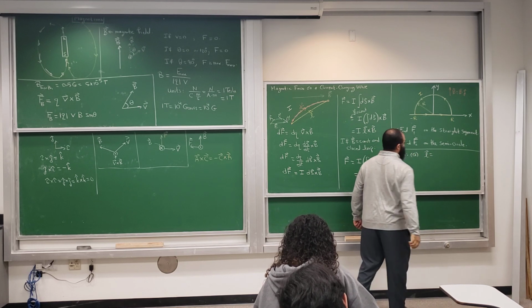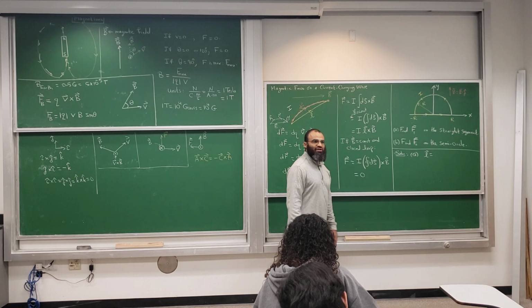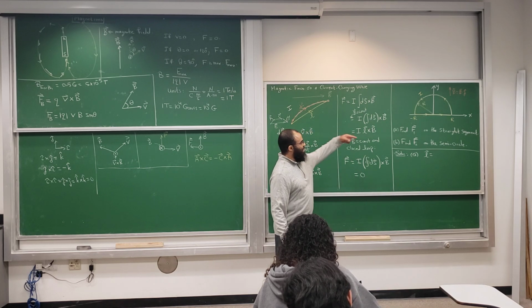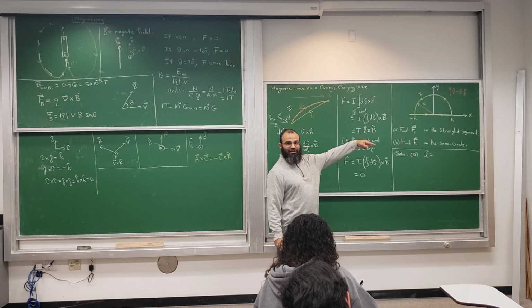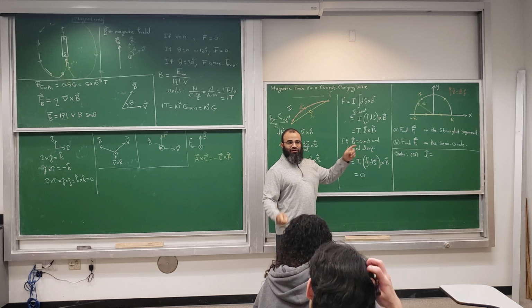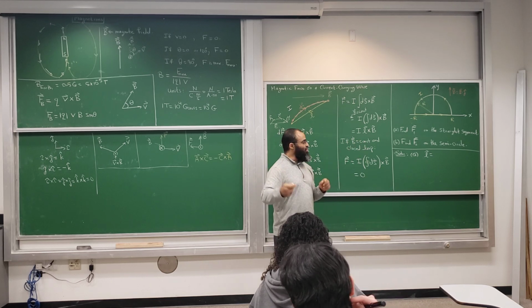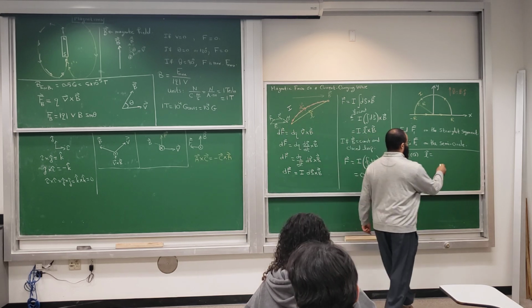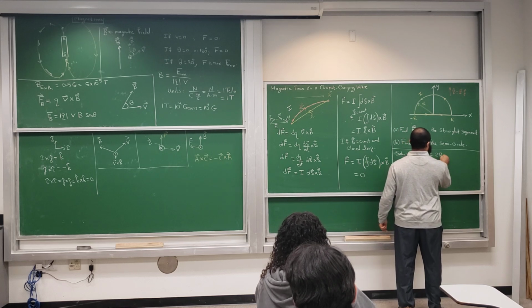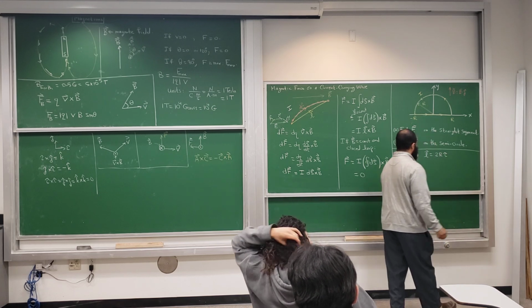Who can tell me what is L? For the straight segment, 2R. Yeah, L just points straight to the right, and it has a magnitude 2R. The length is 2R, and it points to the right. So it's 2R I hat.